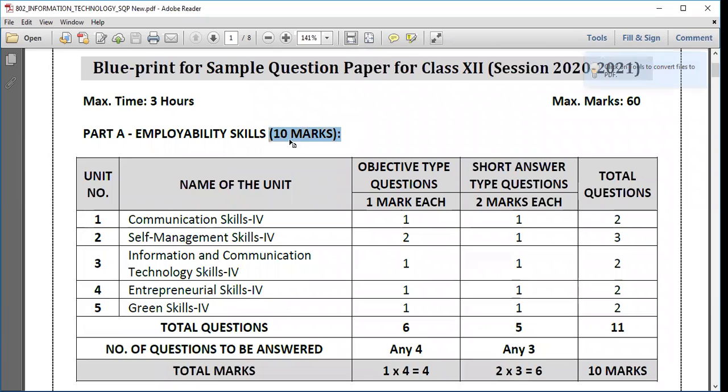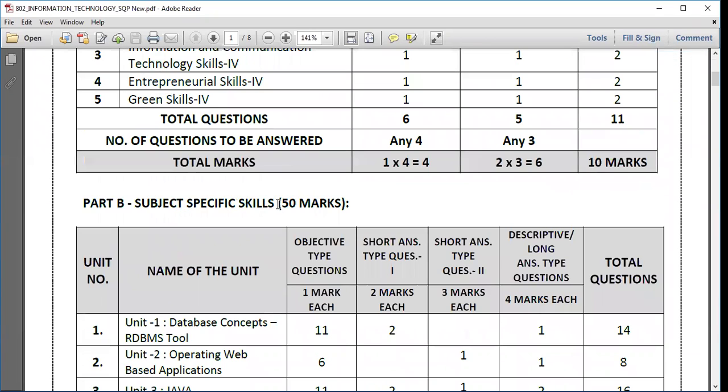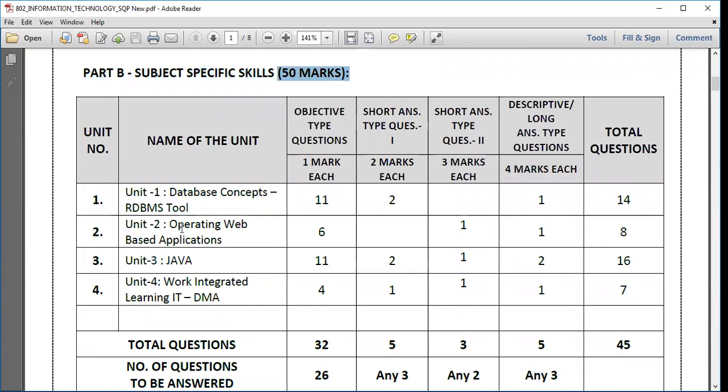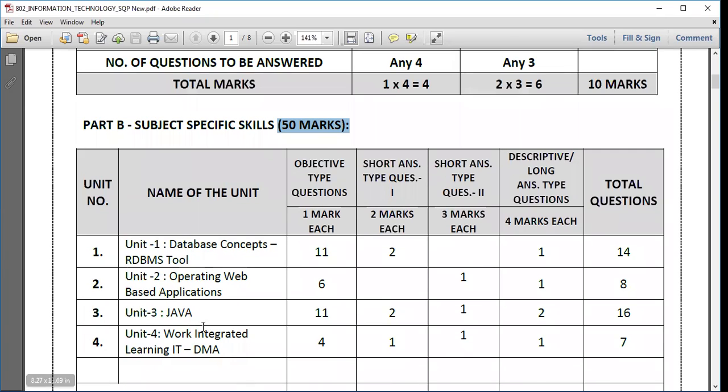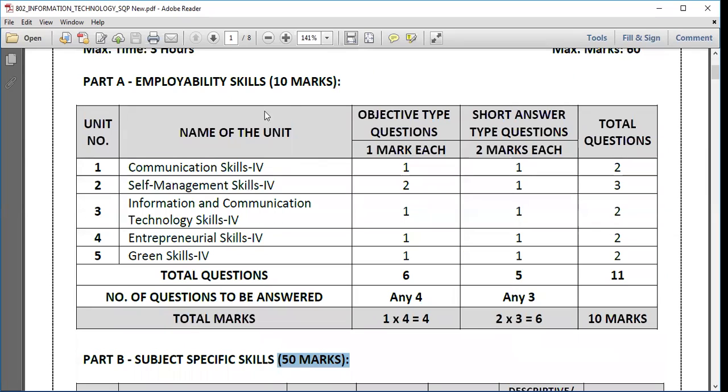10 marks employability skills and 50 marks your subject skills. So, subject skills we have covered everything. This is basically the 12th grade blueprint, so we'll follow the same in 11th. ये 12th के curriculum के हिसाब से है. So 50 मार्क्स के आपके सब्जेक्ट स्किल्स है जो हमने कवर कर लिया है. We are left with only this much, employability skills, जो 10 मार्क्स का होगा.